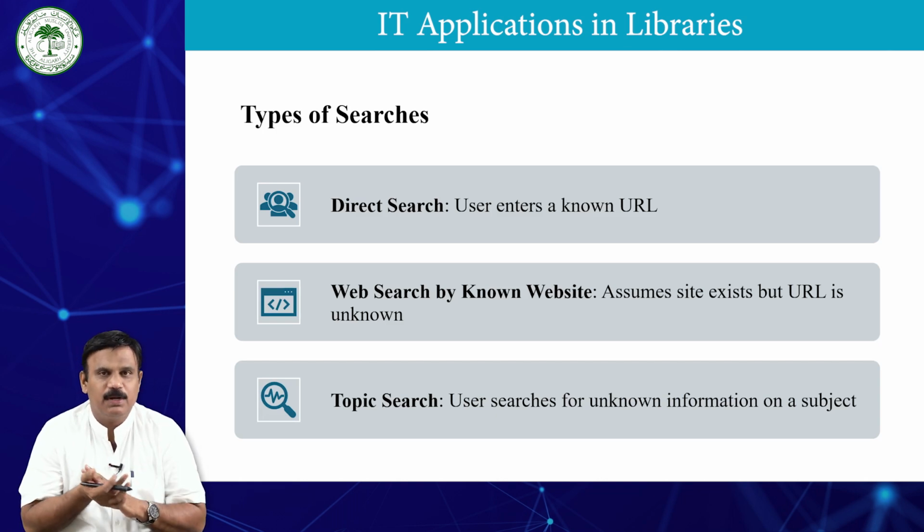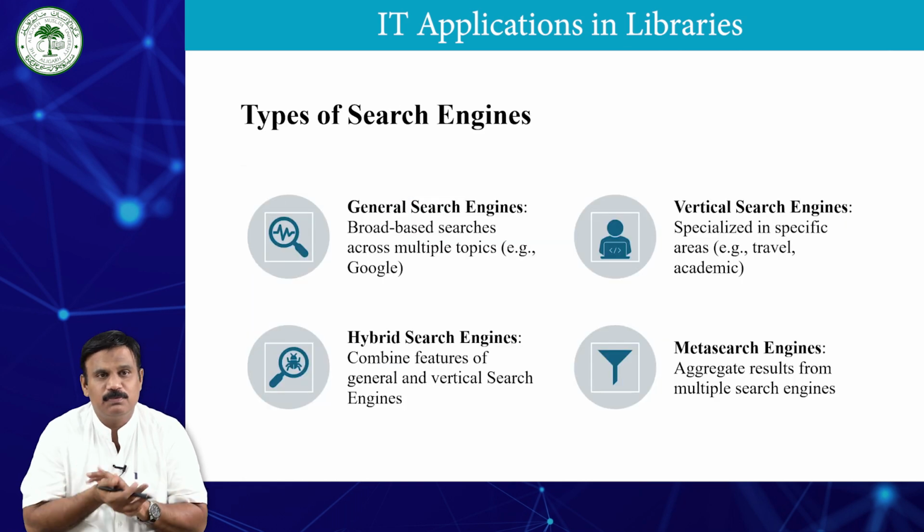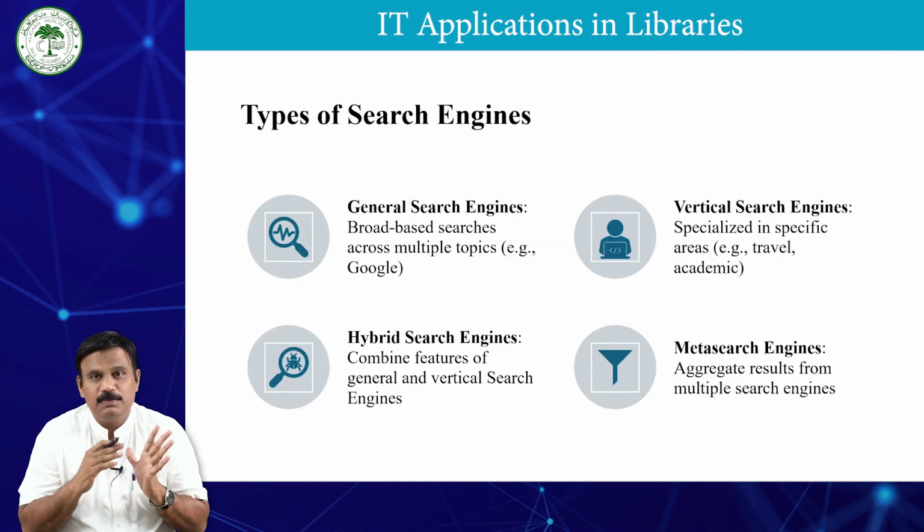Hi learners, now we are going to see different types of search engines. There are 4 types of search engines: general search engines, vertical search engines, hybrid search engines, and meta search engines. So let us see one by one. General search engines are broad-based searches across multiple topics. For example, Google, Bing, etc. are the general search engines.